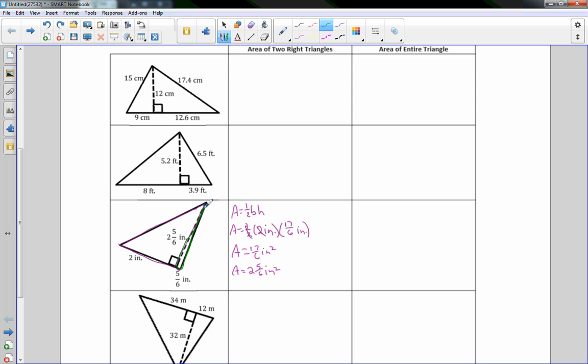I'm then going to do the other piece, which is this tiny little triangle here, a sliver of a triangle right there. And the area is 1/2 base times height. Substitute in my givens. My base is now 5/6 inches times my height, which is 2 5/6 inches, which is 17/6 inches.